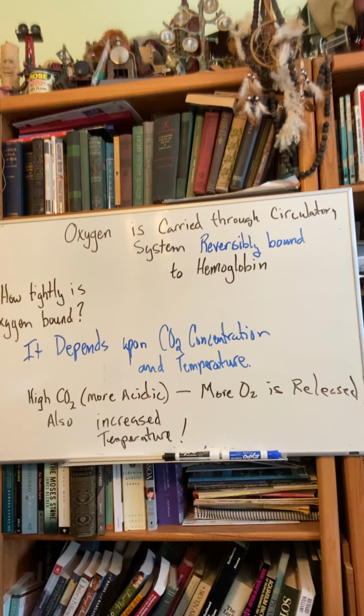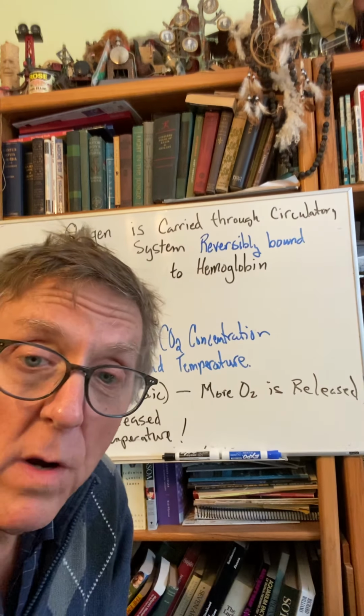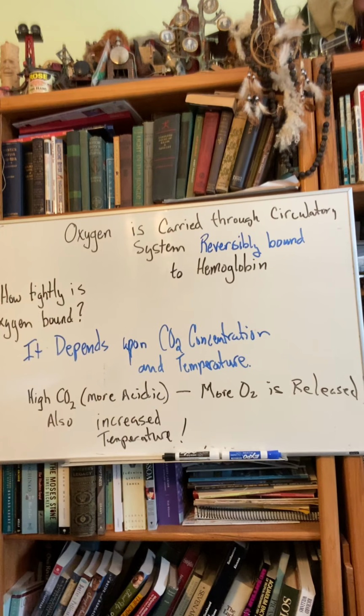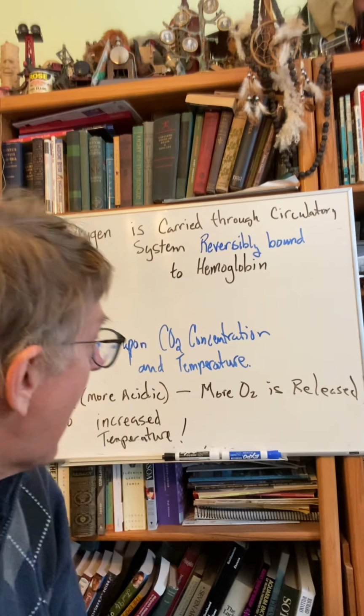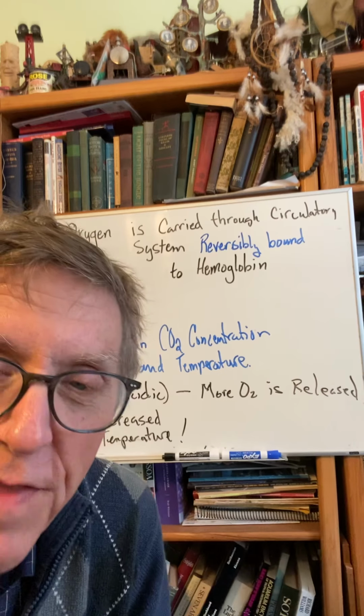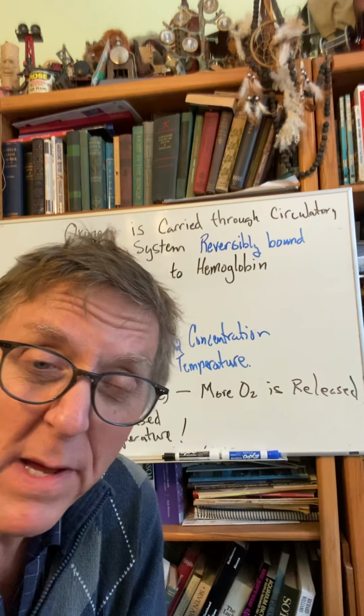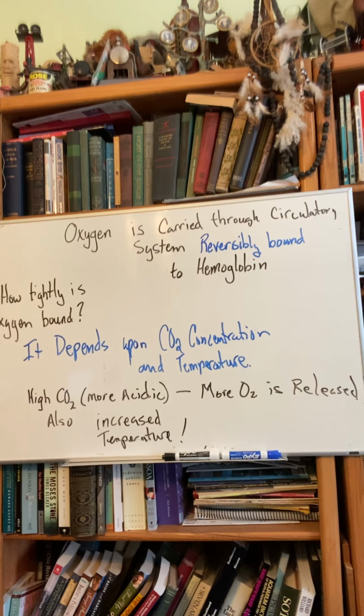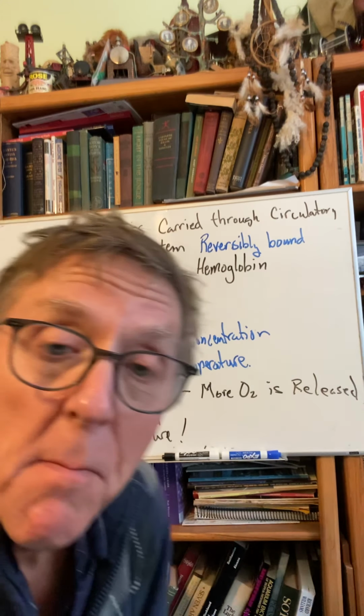Now, the wording we use is important to note. We say oxygen is carried through the circulatory system reversibly bound to hemoglobin. And so that means it is attached to it, but it will be released. Now, the question is, how tightly is oxygen bound to that hemoglobin? And the answer is, like your mama used to say to you, it depends.